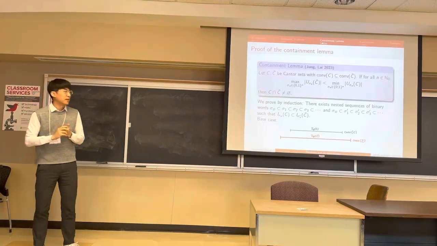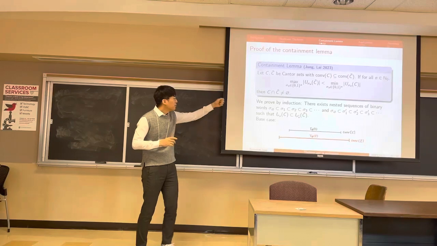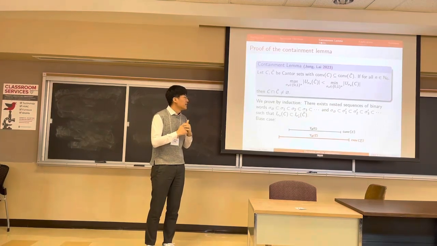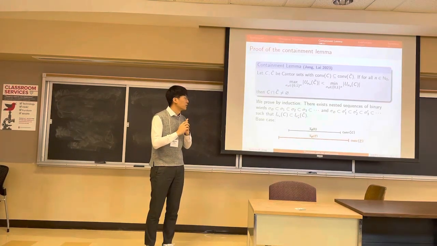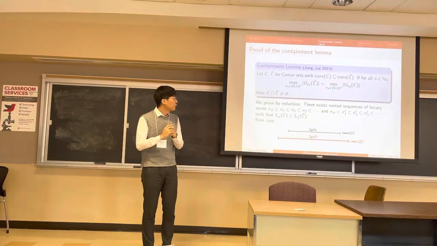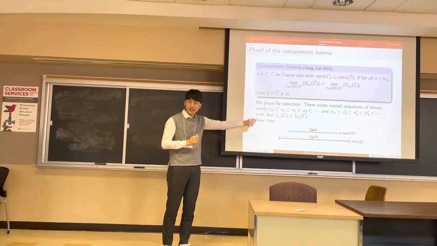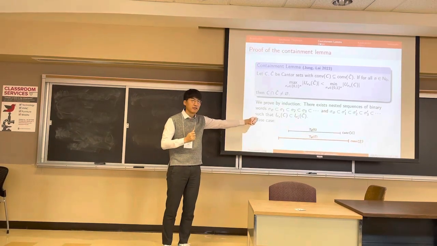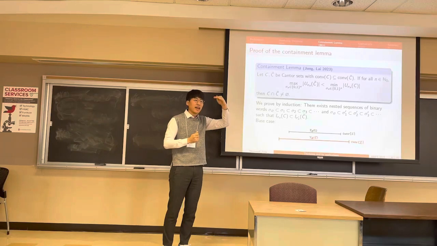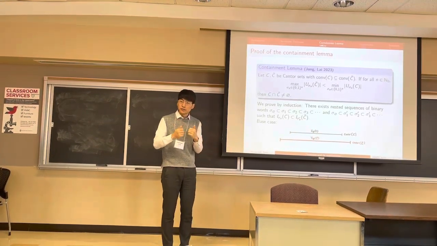How can we prove this lemma? We're going to prove the following statement using induction. The statement is the following. There exist two nested sequences of binary words, sigma n for C and sigma prime n for C tilde, such that the interval labeled by sigma n for C is contained in the interval labeled by sigma prime n for C tilde, indefinitely throughout all generations. So let's see how we can prove this.